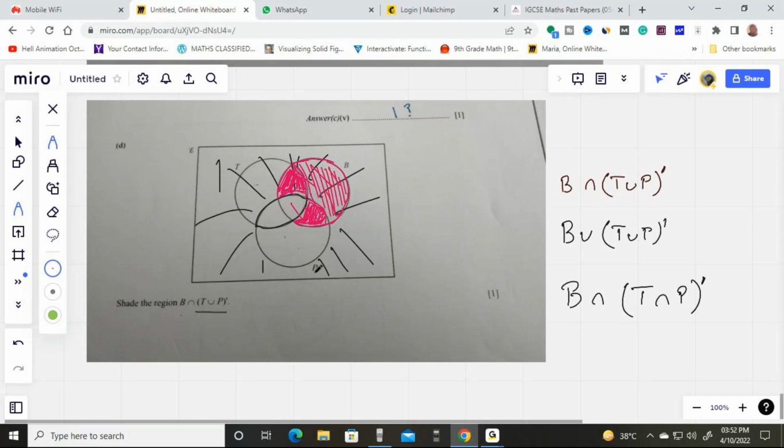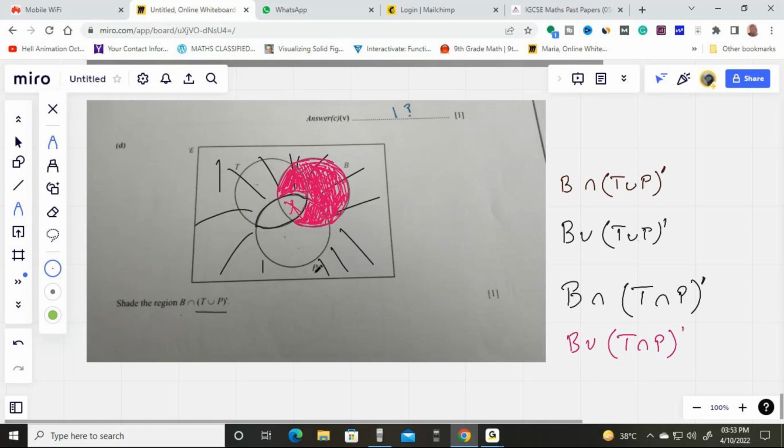So you need to shade this section, excluding this. Just exclude this, and the rest of the portion of B, if present in T intersection P whole complement, is the common region found in both sets. You're going to shade it now. That's how you do it. Okay, I hope you see. So if it was B union with T intersect P whole complement, then what?